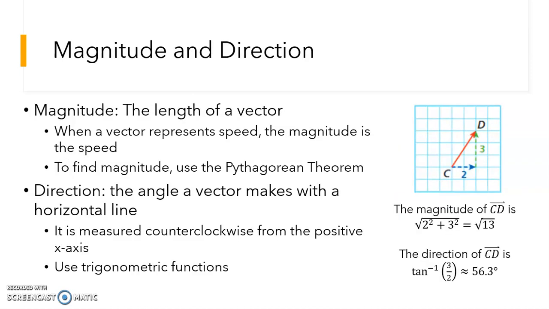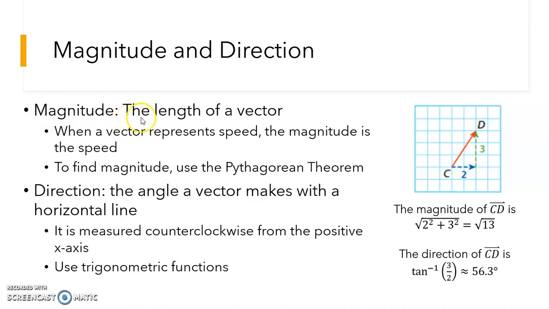Now that we know how to name vectors and how to find their component form, we're going to talk about how to describe different aspects of them. You may remember that I said a vector has both magnitude and direction. So let's look at what that is and how we can calculate each of those things.